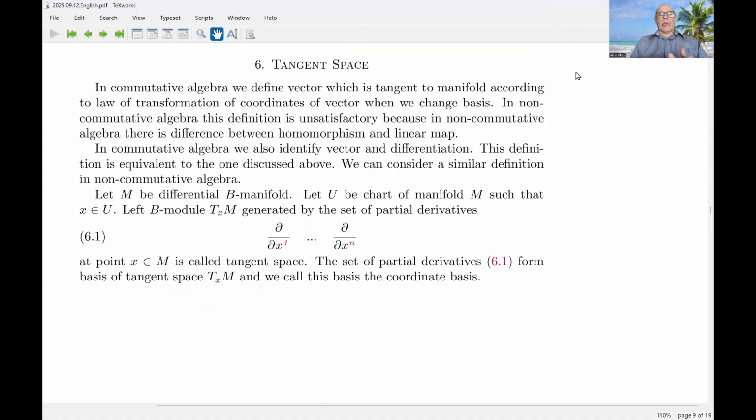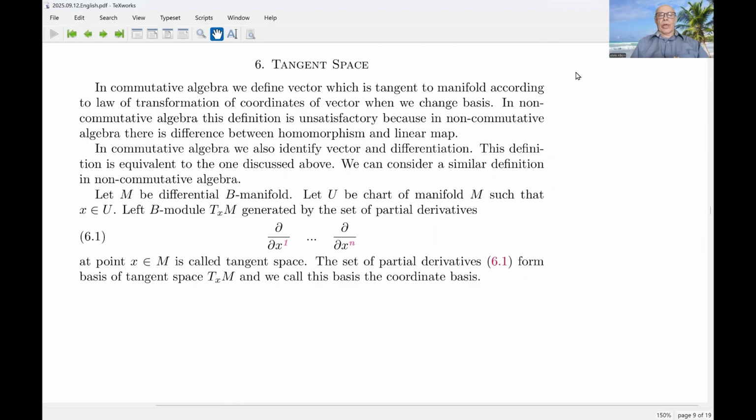In commutative algebra, we define a vector which is tangent to a manifold according to the law of transformation of coordinates of the vector when we change basis. In non-commutative algebra, this definition is unsatisfactory because in non-commutative algebra, there is a difference between homomorphism and linear map. In non-commutative algebra, we also identify vector and differentiation. This definition is equivalent to the one discussed above. We can consider a similar definition in non-commutative algebra.